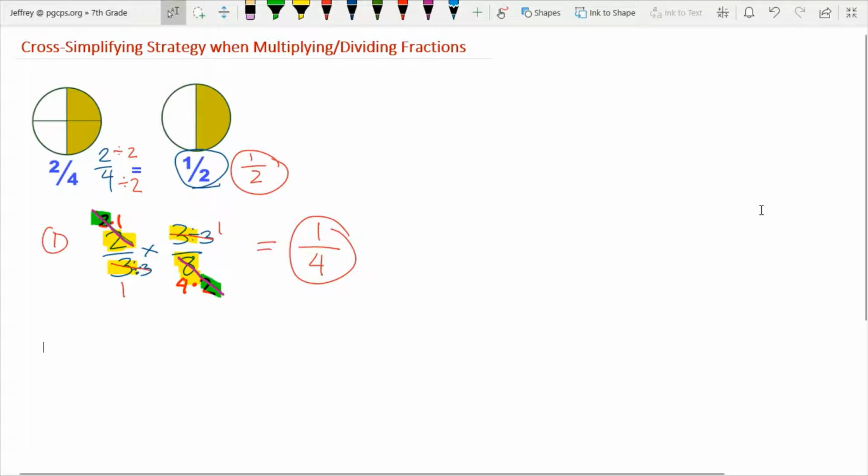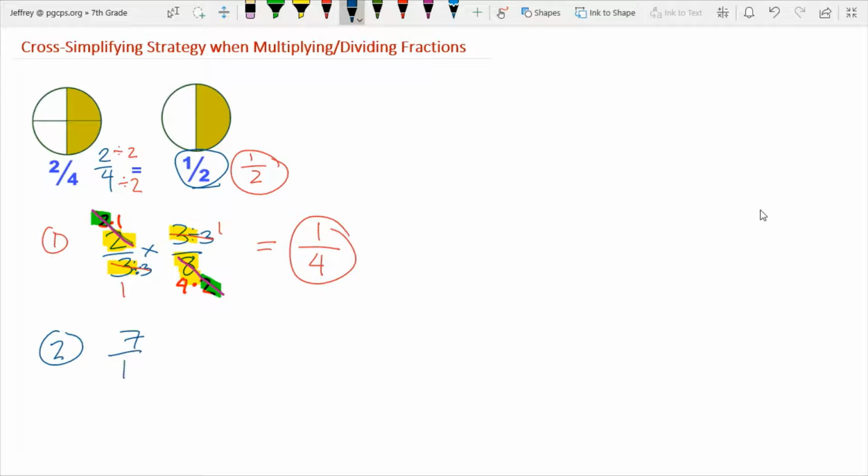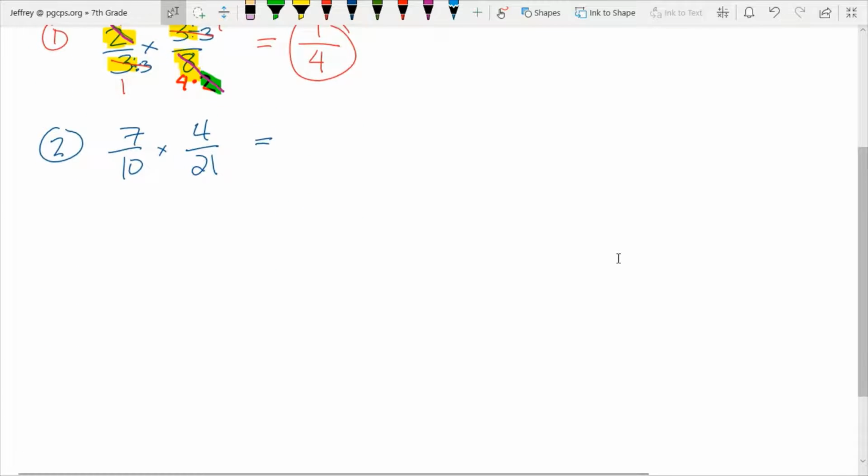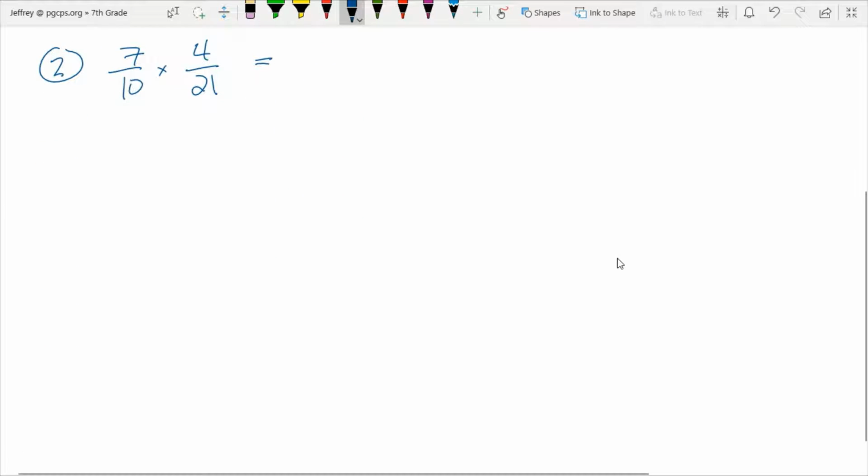All right, let's try number 2. So for the second problem, we will have 7/10 times 4/21. Now you can try this on your own, pause the video, and then afterwards you can play it. Again, let's think about a common factor of its numerator, 7, and its opposite denominator, 21. So what number can you divide into 7 and 21 evenly? And we know it's going to be 7. So 21 divided by 7 and 7 divided by 7.